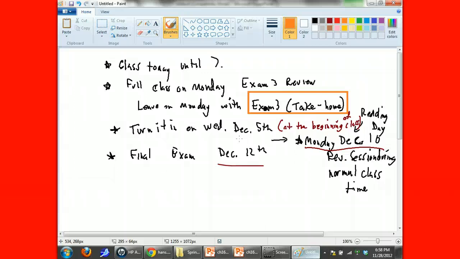Then we'll have a full class that day, talking about some things you had issues with on that exam, but getting you ready for the final exam, doing a bunch of problems that we haven't done yet. Monday, we'll behave like normal, even though it's a reading day, and we will have class. You can come if you want or not. It'll be a review session. And then the final exam is on the following Wednesday the 12th.